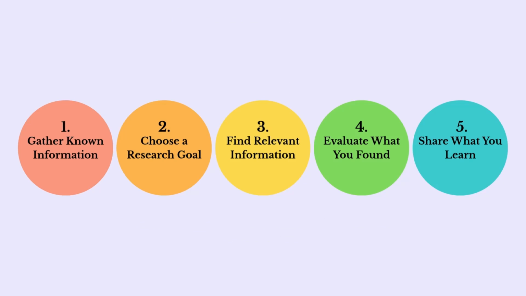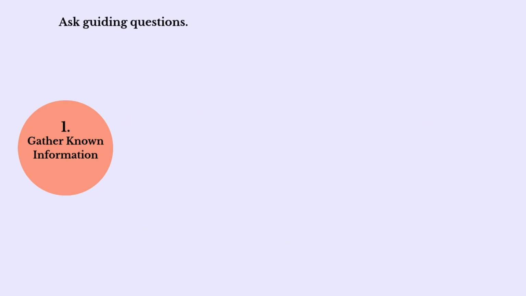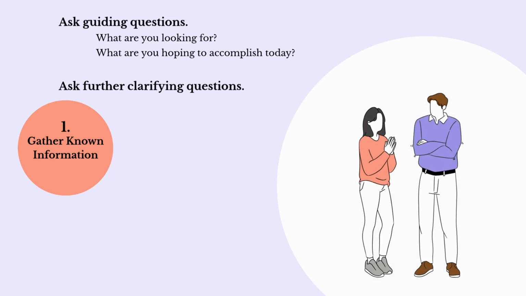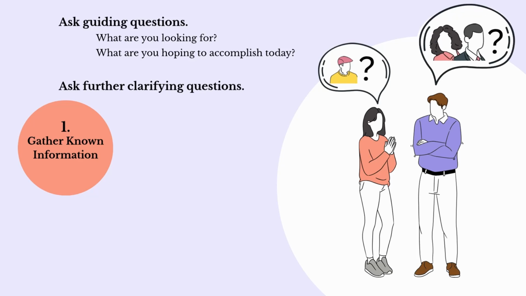Step 1 is to gather known information. Ask questions that will help establish a clear research goal, like, what are you looking for? Or what are you hoping to accomplish today? Ask further questions to clarify what the person needs. Returning to our friend from before, she might tell you that she's hoping to understand more about her maternal grandfather, who passed away before she was born. Further questions in this case would mean asking things like, what have your parents told you about him?